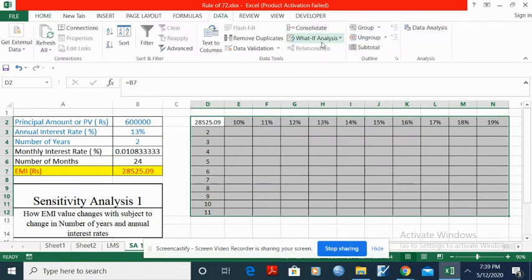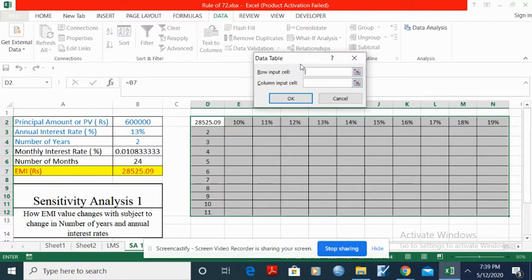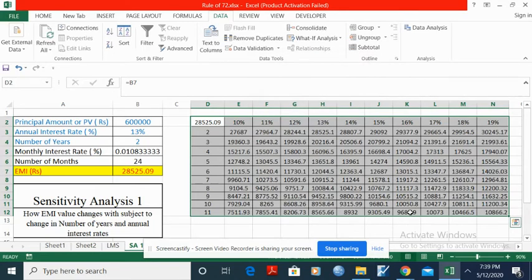Select the entire table, go to Data, then What-If Analysis, then Data Table. Here it's asking for two inputs: a row input cell and a column input cell. The row input cell we have taken as the annual interest rate, so please select this cell. The column input cell we have taken as the number of years, please give this cell. Click OK. So the sensitivity table is ready.